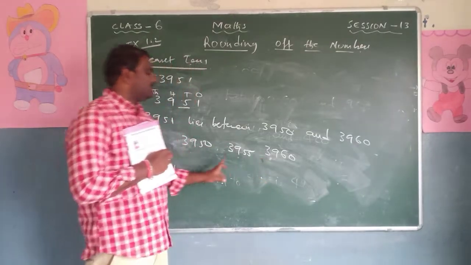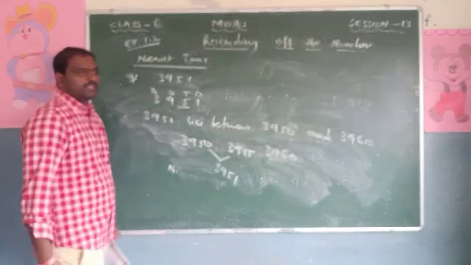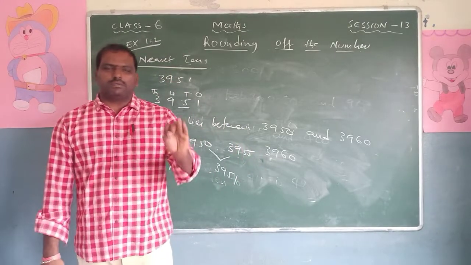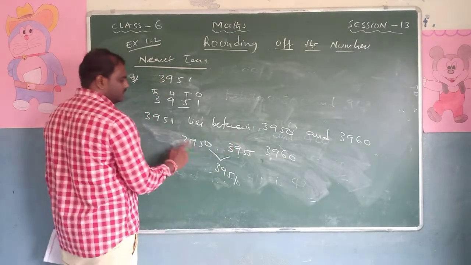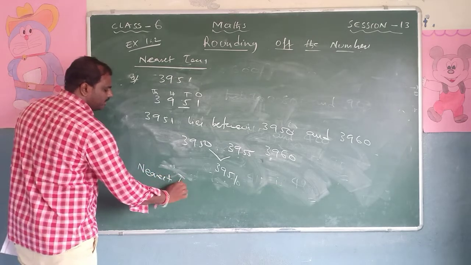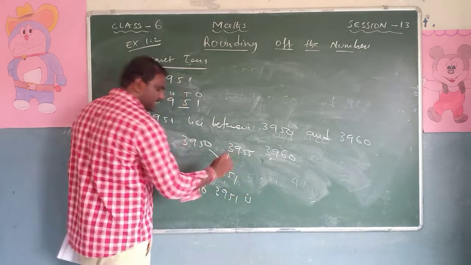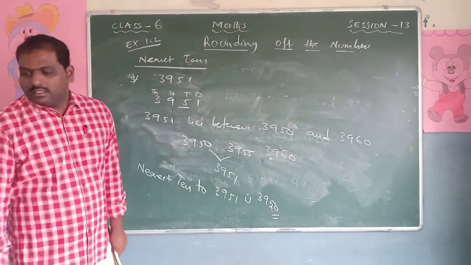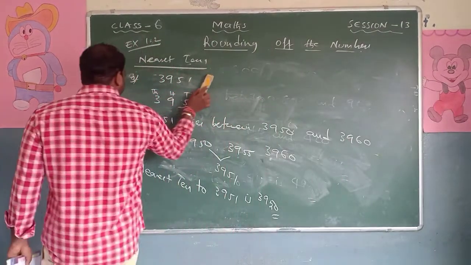Now where does our number lie? Either this side or this side. Our number lies between this number 3951. Because 3950, 3951, 3952, 3953, 54, 55, like this it will come. So this is near to this or this. So this is the answer. Therefore what should I write? Therefore nearest 10 to 3951 is 3950. This is the answer. Got it? So I think you understand the concept of rounding to the nearest tens.